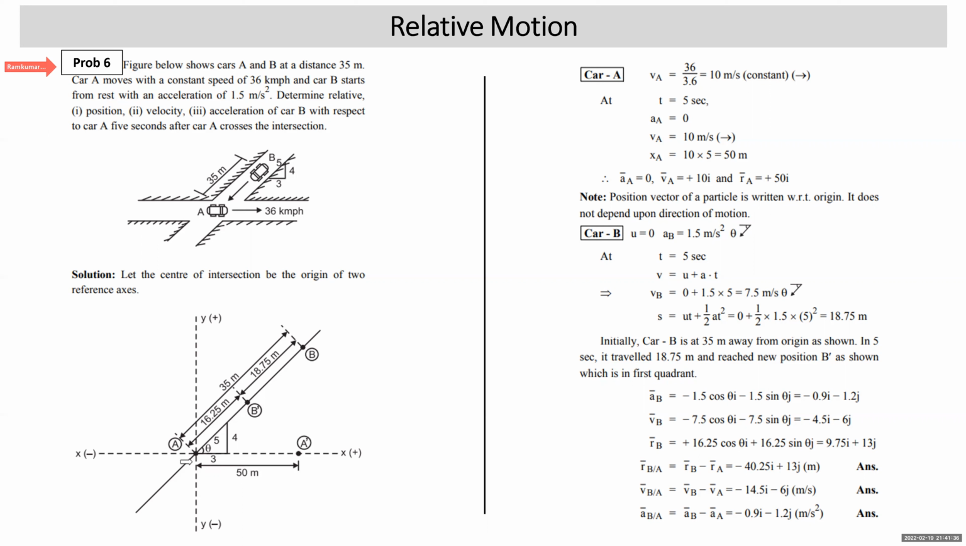So initially, this is origin. Car A is at this point initially, right? This is the initial position of car B, this is the initial position of car A. The direction of car B is defined by the 3, 4, 5 right angle triangle. So we can say that tan theta is 4 by 3, cos theta is 3 by 5, sin theta is 4 by 5. Is that all understood to everybody?